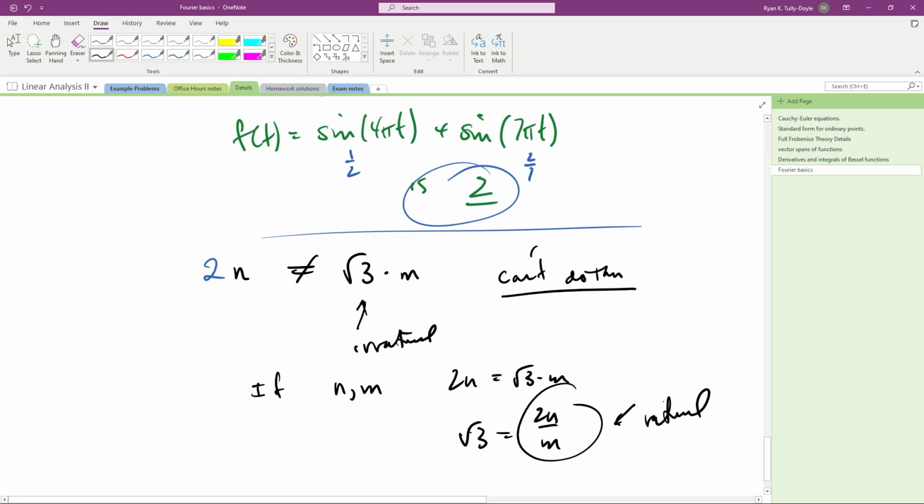So when you have mixtures of functions that have rational periods with functions that have irrational periods, and you add them together, you don't get anything periodic out the other side. You get this crazy chaotic behavior instead.